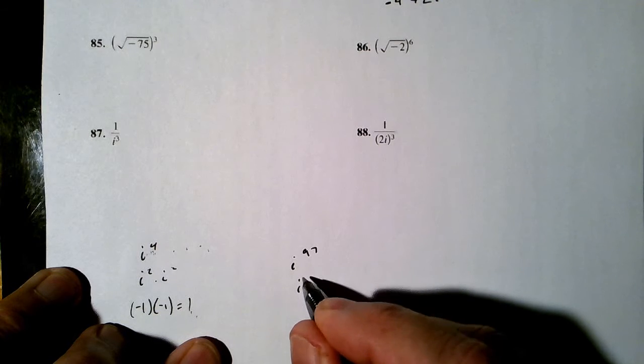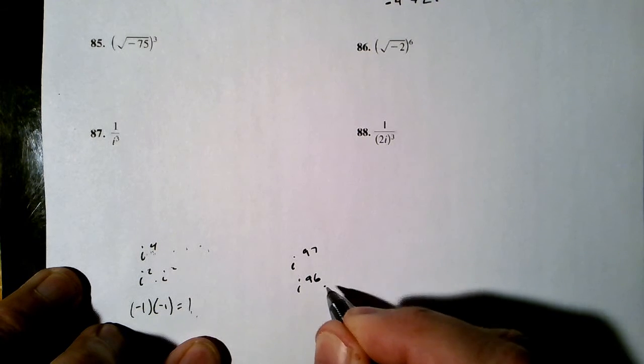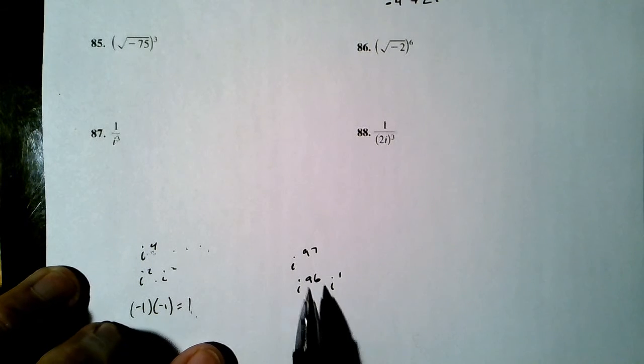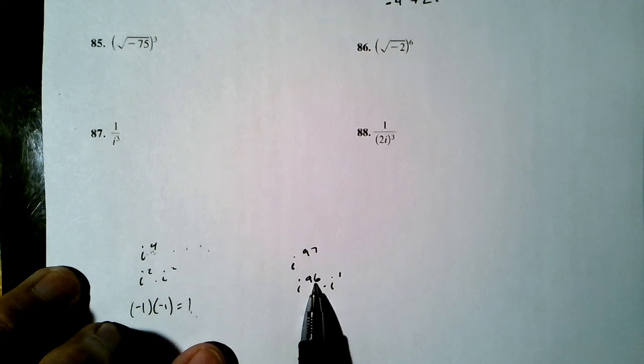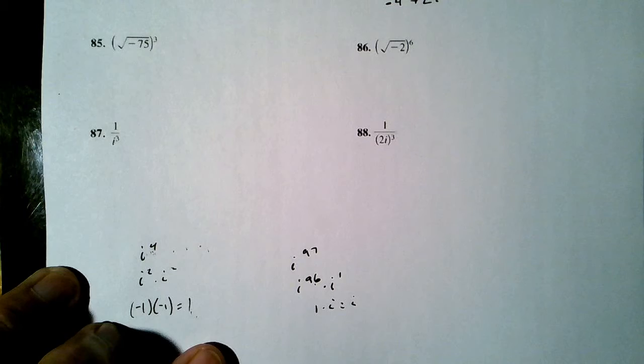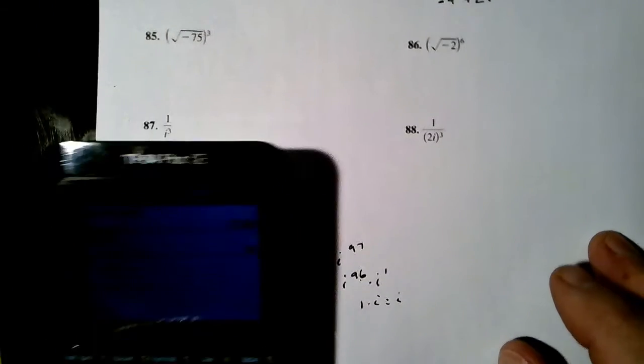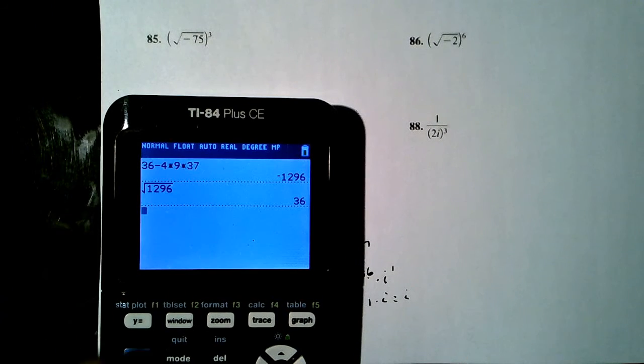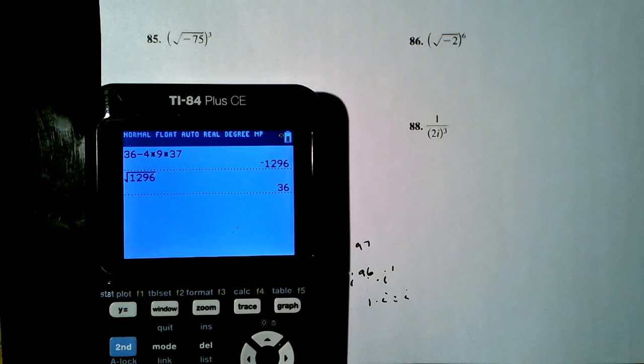Well, this is i to the 96th times i to the 1st, and i to the 96th, 96 is divisible by 4. This is 1 times i. Now let's see how our calculator handles that. Second, i raised to the 97th, and I'm claiming it's i, and my calculator claims it's i.